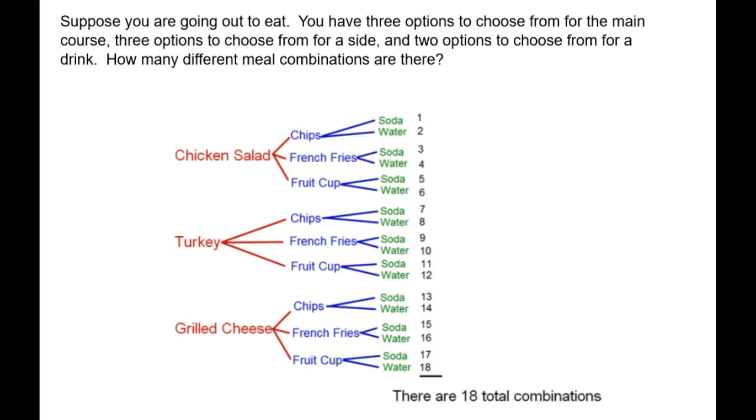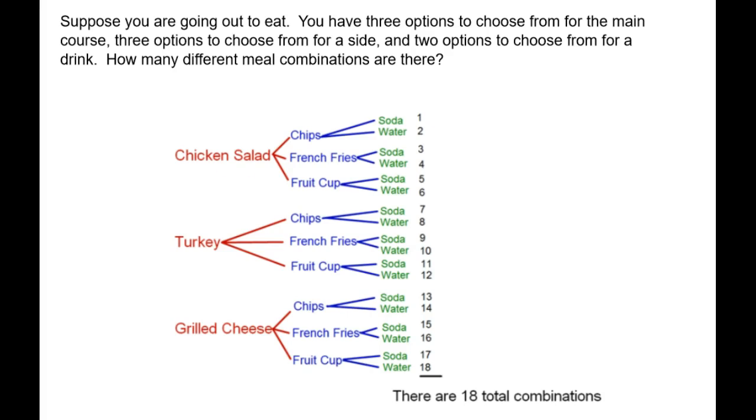Now we're going to go through an example to hopefully make sense of the fundamental counting principle. It's a pretty straightforward idea once you get the hang of it. Suppose you're going out to eat. You have 3 options to choose from for the main course, 3 options for a side, and 2 options for a drink. We want to determine how many different meal combinations you could create from those options.